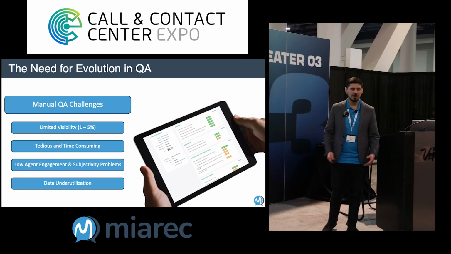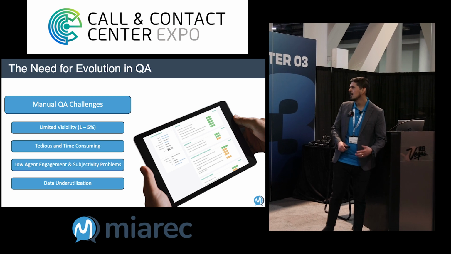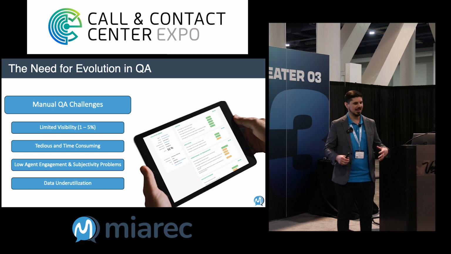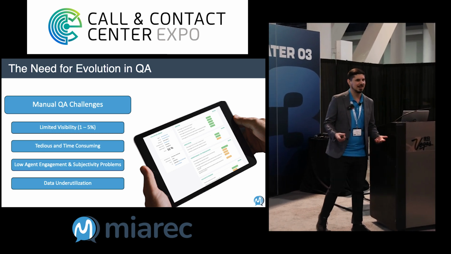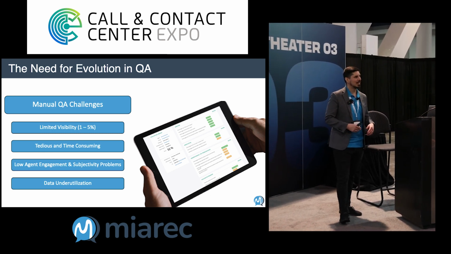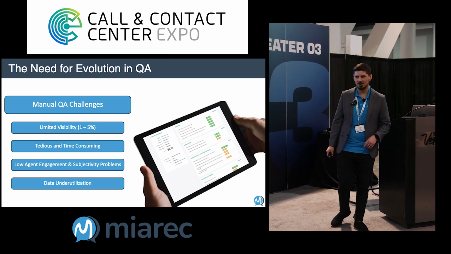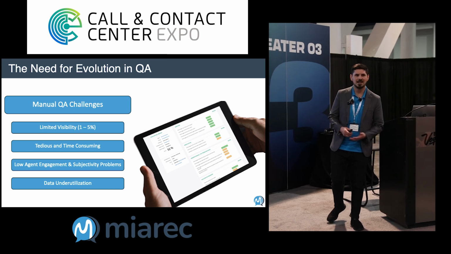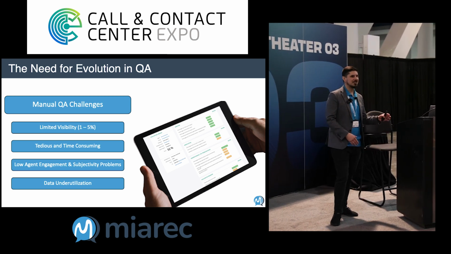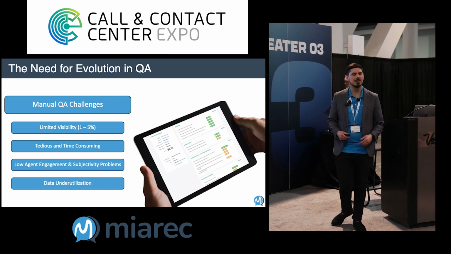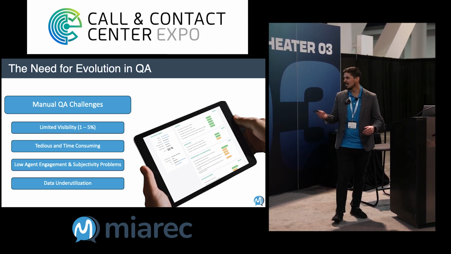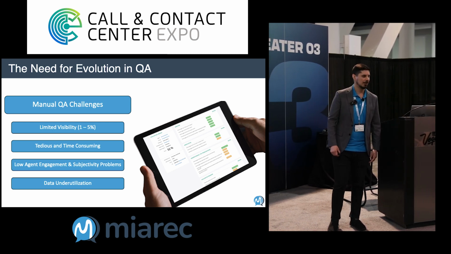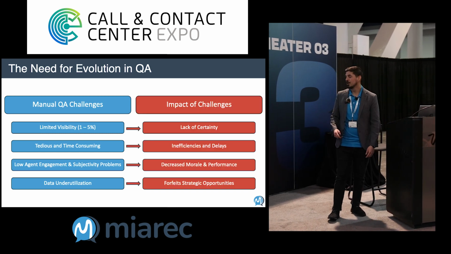Another thing is, manual QA has low agent engagement and there are some subjectivity problems. By low agent engagement, I mean they essentially see QA as a form of punishment. Anytime you get a QA assessment, it's, you didn't do this right, you didn't do that right. And subjectivity just comes with any human-involved process. You might have a human who favors one agent over another, and that can lead to decreased morale with the agents. And the last thing is data underutilization. If you're only analyzing 1% of your calls, you don't really know what's going on with all the other ones, so you're missing a lot of insights.